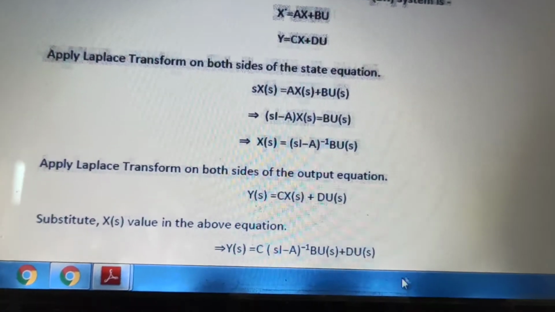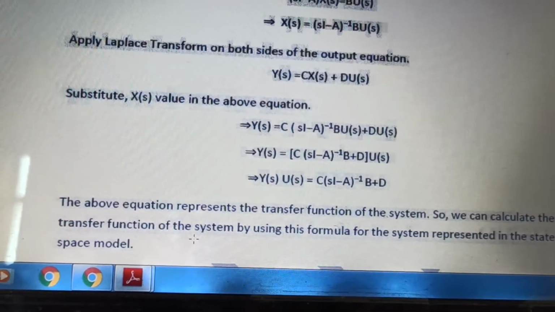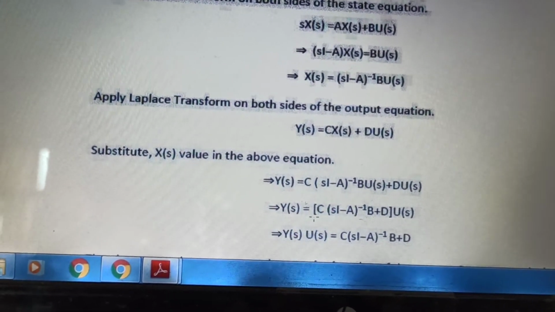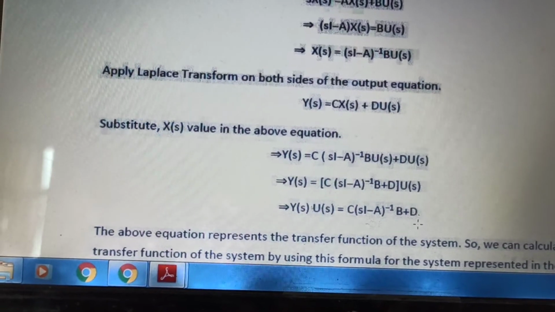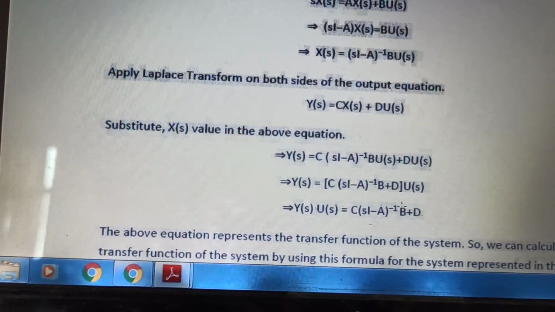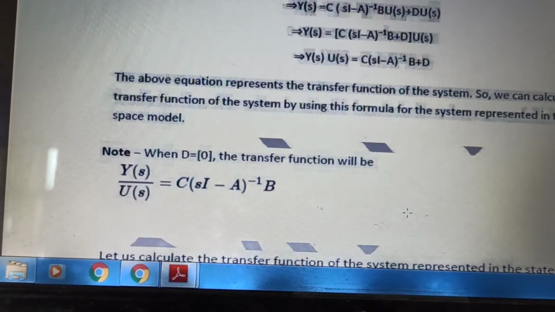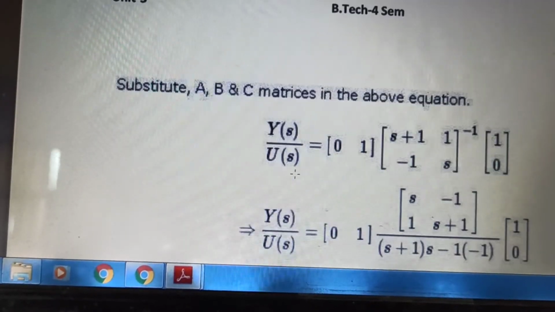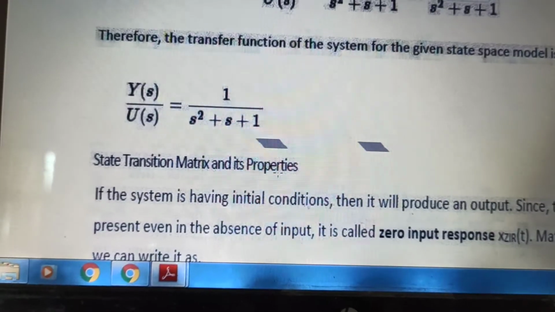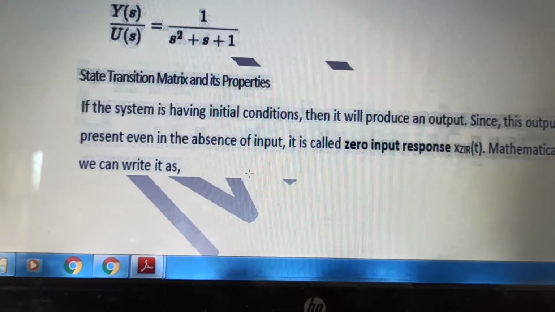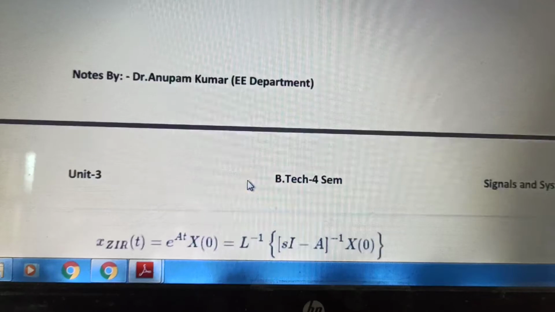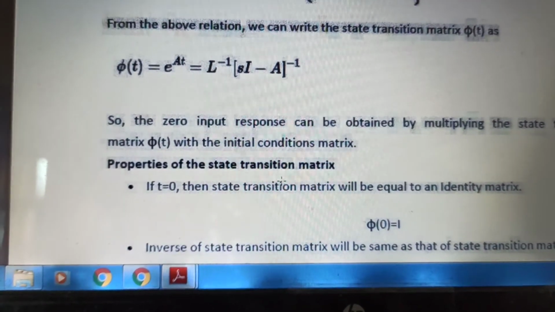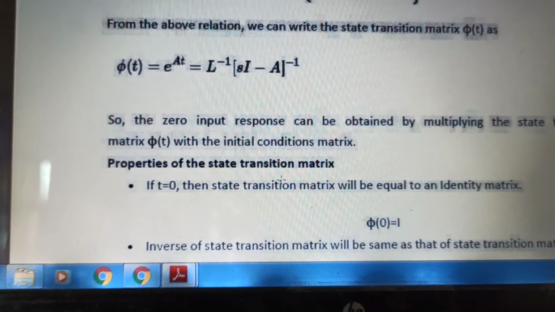Okay, that can be simply obtained by putting the value of X(s) from this equation to this, and (sI minus A) inverse B will form the transfer function plus D. Okay, so this is your state transition matrix, and I think the properties will be here. If I can, yes, these are its properties. That is phi(t) equals e^(At), Laplace inverse of (sI minus A) inverse.